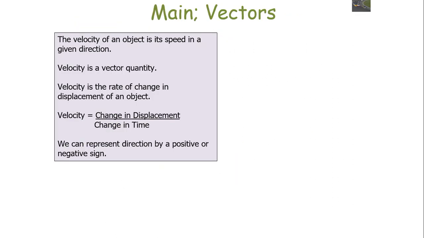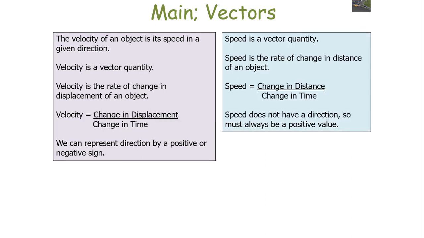Now, when we've been looking at speed, we can also consider something called velocity. Now, the velocity of an object is its speed in a given direction. So velocity is a vector quantity. So it's a rate of change in the displacement of an object, because displacement is now incorporating the distance, which is required for a vector quantity. So velocity is the change in displacement over the change in time, and we can represent the direction by a positive or a negative sign.